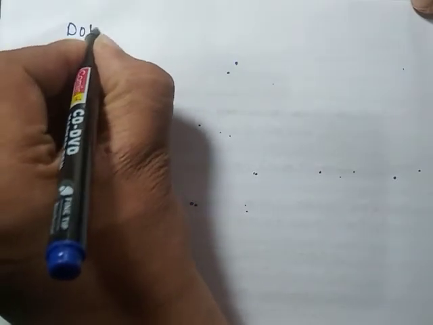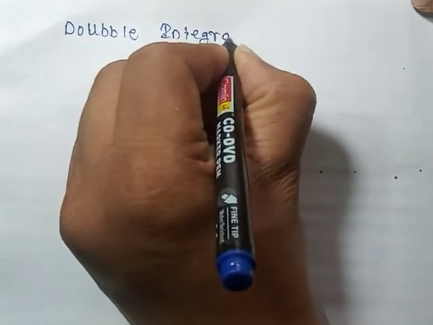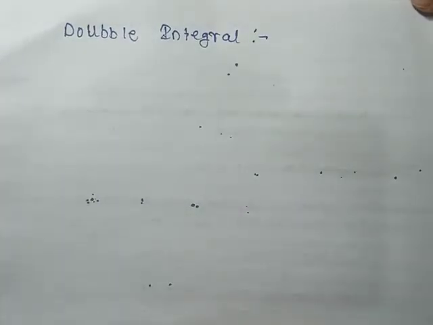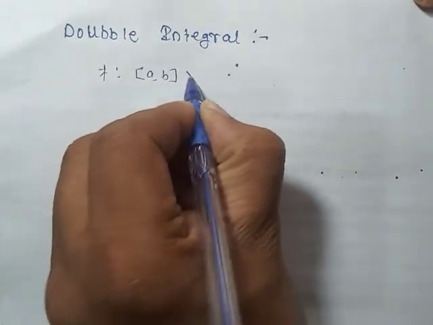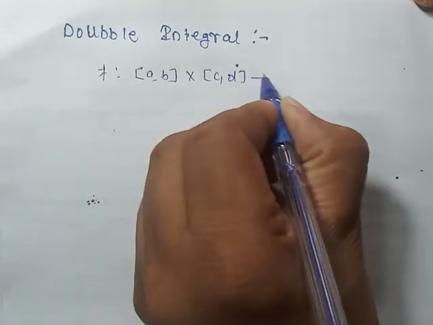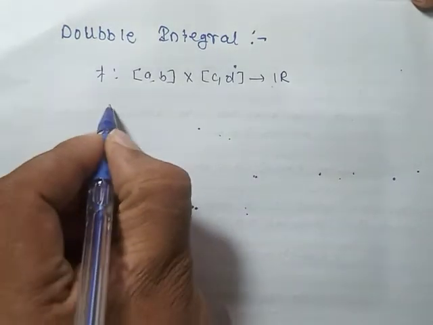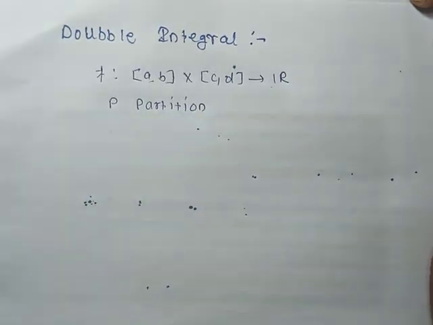And now we are going to define a double integral, over a bounded rectangle. Let F be a mapping defined from the rectangle [a, b] cross [c, d] to R. Let F be a two-dimensional real valued function. P is the partition. We always need to define a partition. Why is there a role of partition?